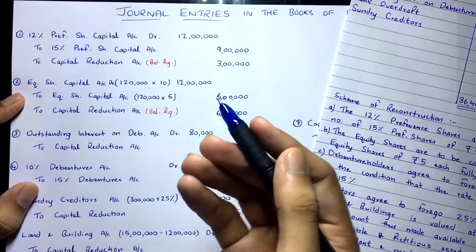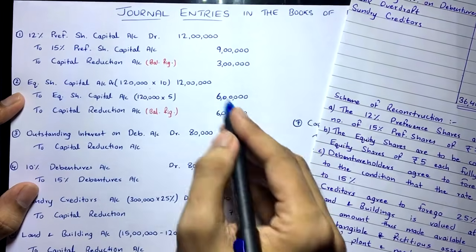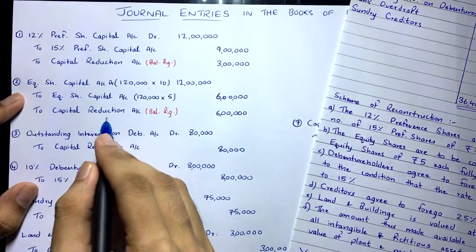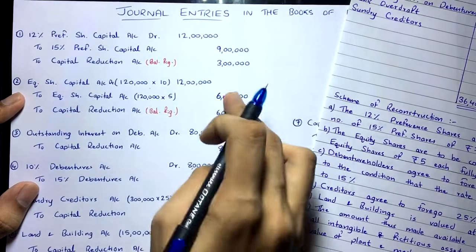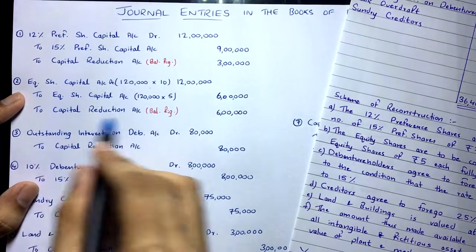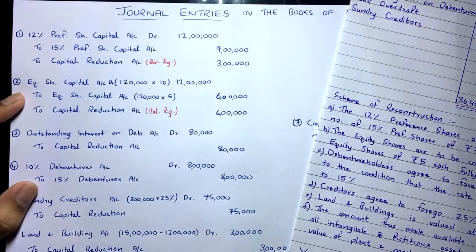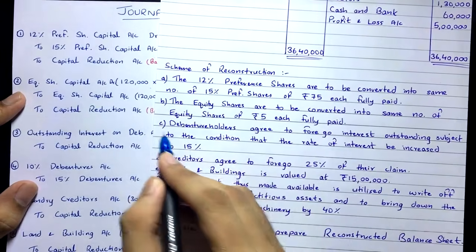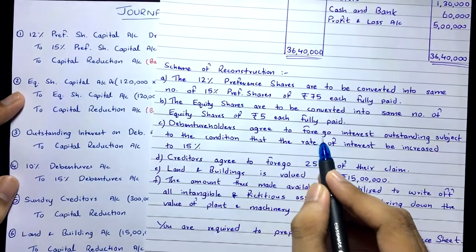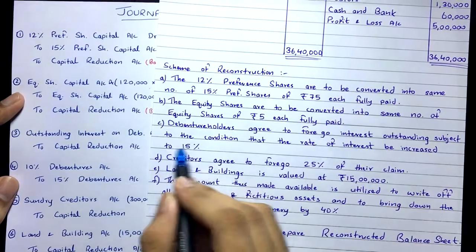You're creating the capital. Then whatever balance comes will go to capital reduction account. Before it was 12 lakh, now it has become 6 lakh. So the difference is 6 lakh. That would go to capital reduction account, that gain. Simple, right?